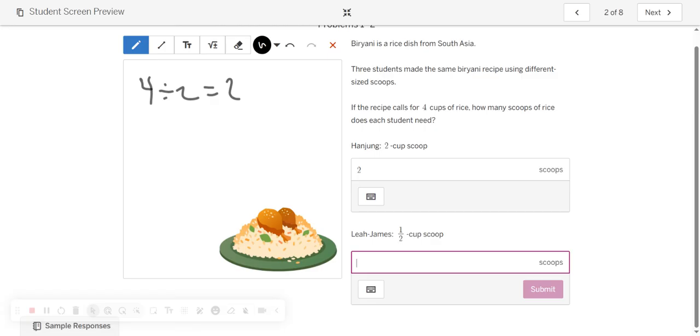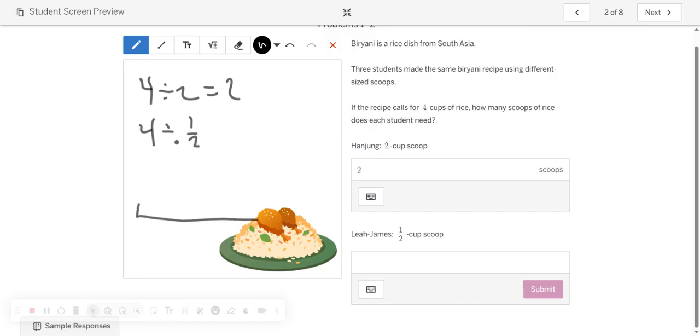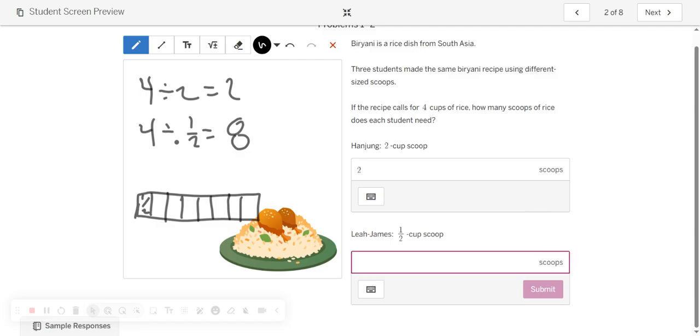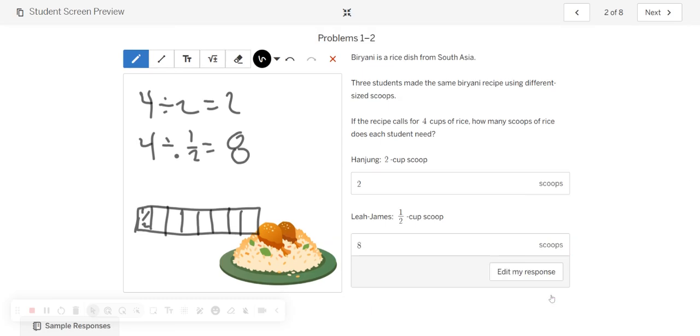Leah James would be 4 divided by 1/2. Now, if I have 4 cups that I need, and I only have 1/2, that's 1/2, 1/2, 1/2, 1/2, 1/2. I'm going to end up needing 8 scoops, and is it just those 2 people? Yep. Okay. Submit.